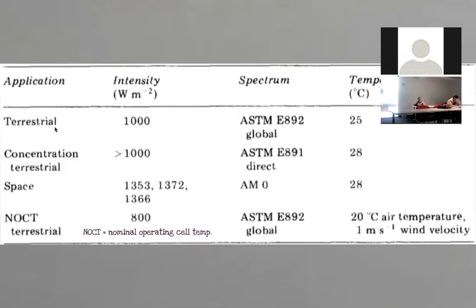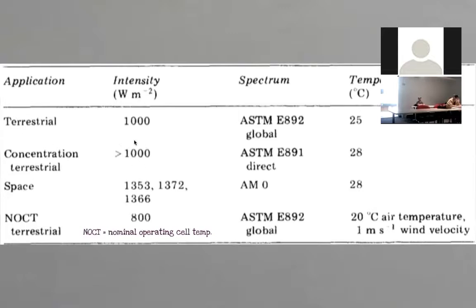So for instance, for panels that are on top of your roof, we typically use an intensity of about 1,000 watts per meter squared as the input, because that's kind of the rough estimate of the intensity of sunlight on Earth. The spectrum is something we saw before in our early lectures. It's called ASTM, global. And the temperature is 25 degrees, typically.